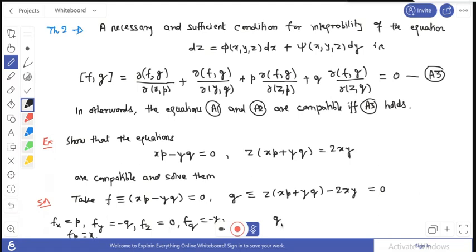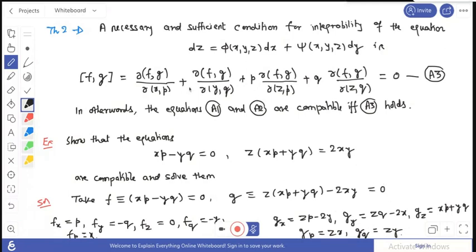Okay, and here, if you partially differentiate g with respect to x, you get zp minus 2y. With respect to y, you have zq minus 2x. With respect to z, xp plus yq. And if we differentiate with respect to p, this is zx. With respect to q, this equals zy. Okay, so these are the values. So you have to find these partial derivatives with respect to x, y, z, p, and q of f and g respectively. Okay, so here you put these values in equation a3, and then try to find the value here.